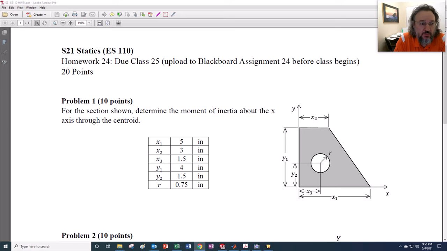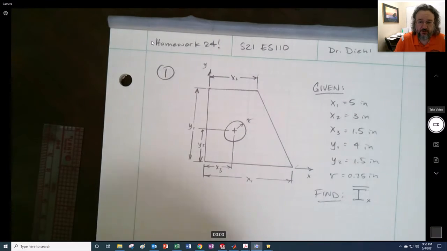This is problem 1 from homework 24, the very last homework. We have this funky trapezoid thing with a hole in it, and we want to find the moment of inertia about the x-axis that passes through the centroid. And here we go. There it is.